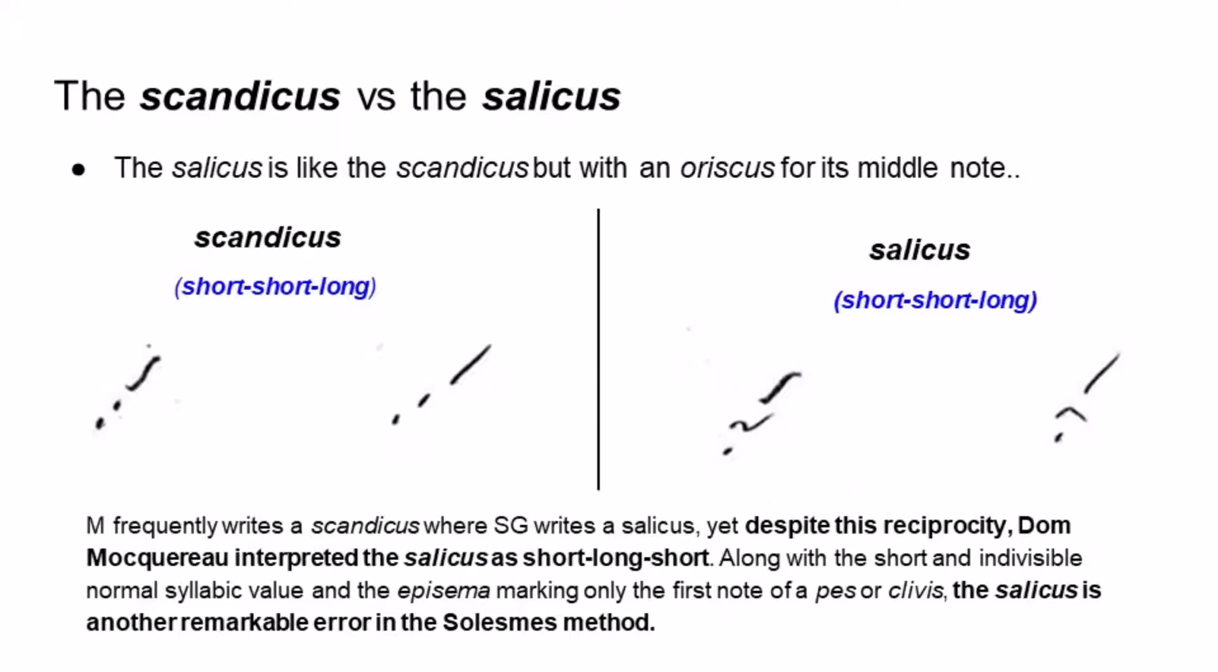Along with the short and indivisible normal syllabic value and the epicema marking only the first note of a pes or clivis, the salicus is another remarkable error in the Solesmes method, which, we should add, has nothing to do with the pure Vatican edition itself. The Solesmes editions also erroneously interpret the top note of both scandicus and salicus as short.